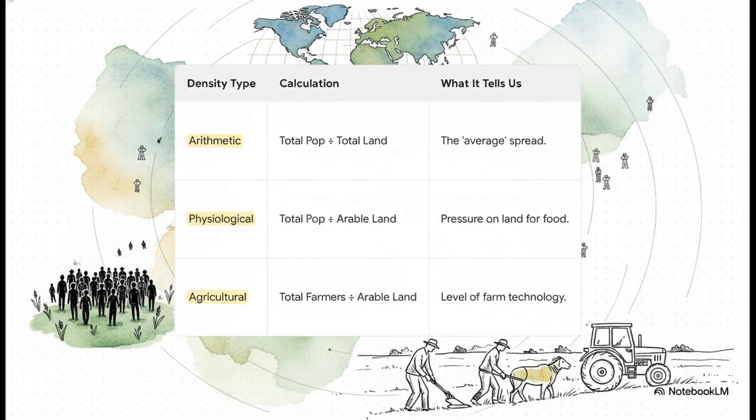Now this is where it gets really interesting, because not all density is the same. Arithmetic density gives you the simple average number, but physiological density, that's the one that tells a story. It shows you the pressure a country is under to feed its people from its farmable land. And agricultural density, that's your clue to how technologically advanced its farming is.